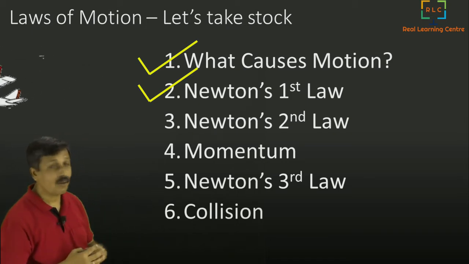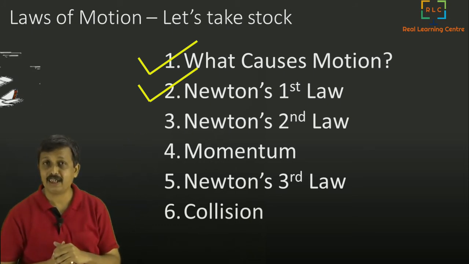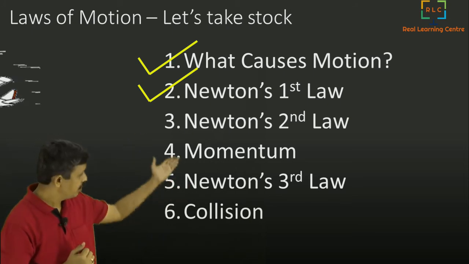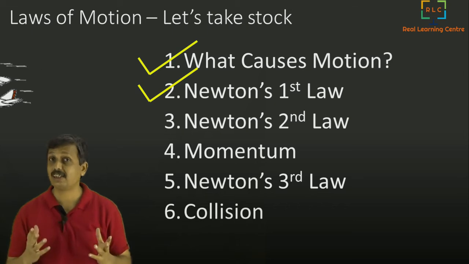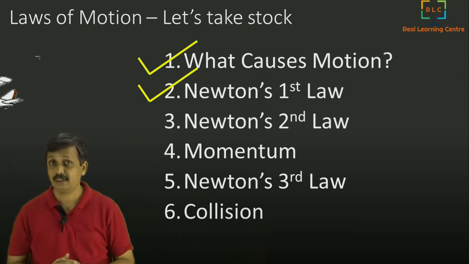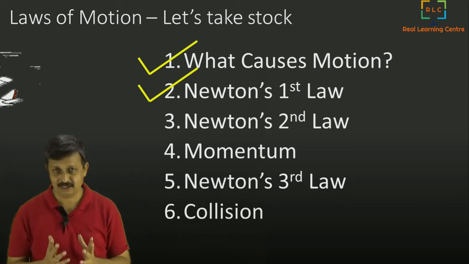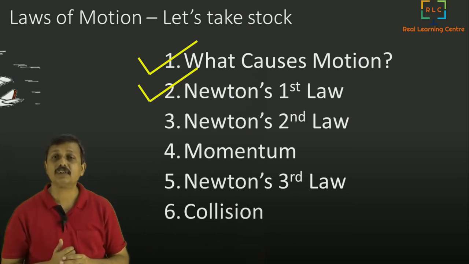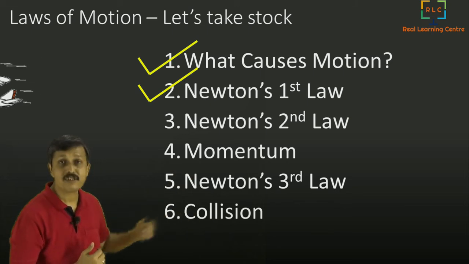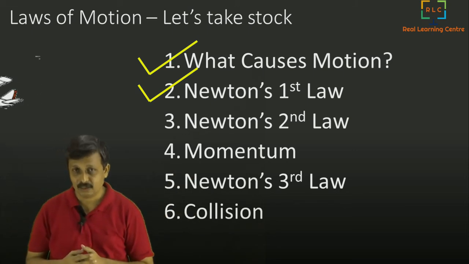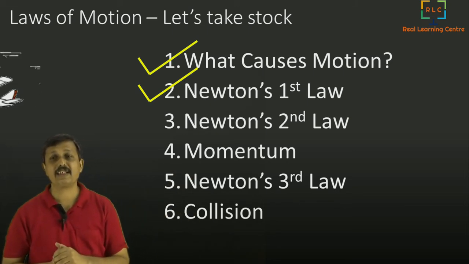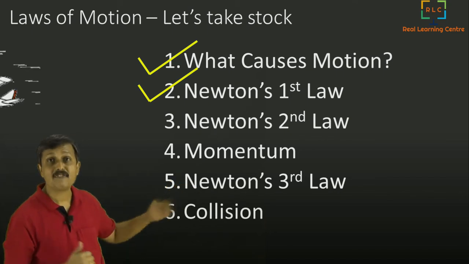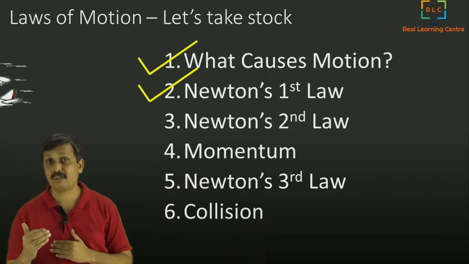So we have completed what causes motion, and we found out what Galileo did, what Aristotle did, and how Newton actually postulated his laws and how we can see Newton's first law acting everywhere around us. So that's where we have reached now, and we are going to have 4 more videos. Please go and look at the next video and get an idea of what Newton did after this. After the first law, what came.